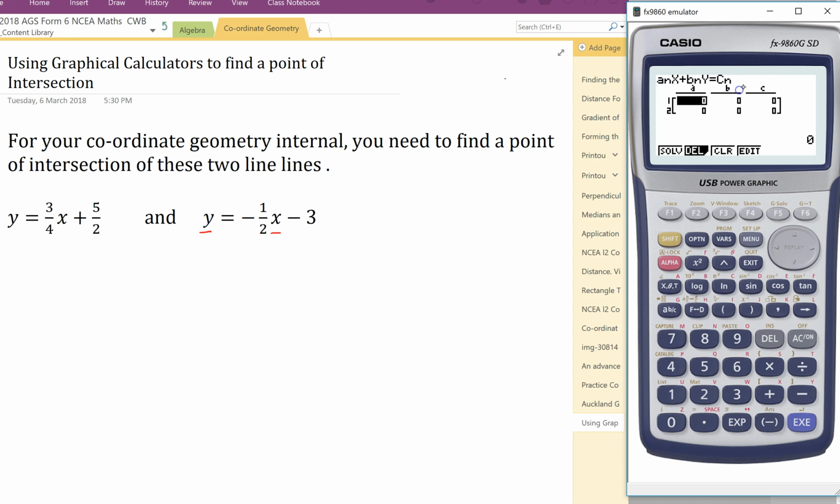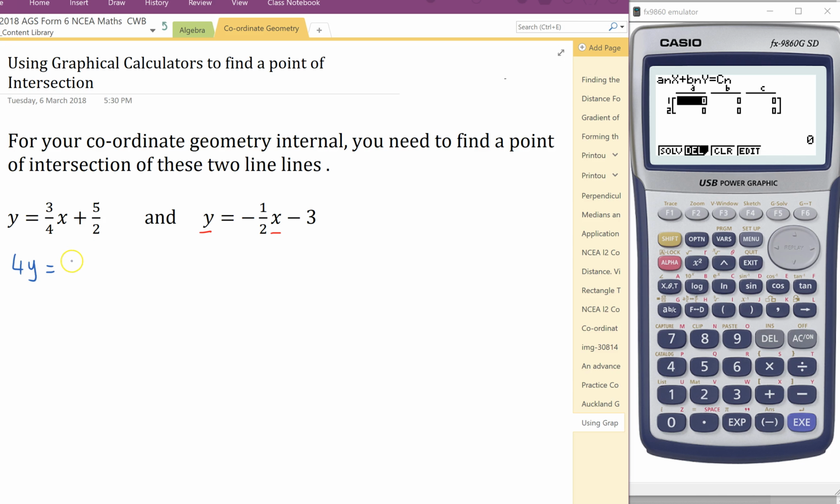They've got to be in this format where I've got the x and the y on one side and the number on the other. So I need to rearrange these equations first of all, just to get it in that format. So firstly, I'm going to clear out the fractions, so everything is going to get multiplied by 4. And so my equation is going to look like this.